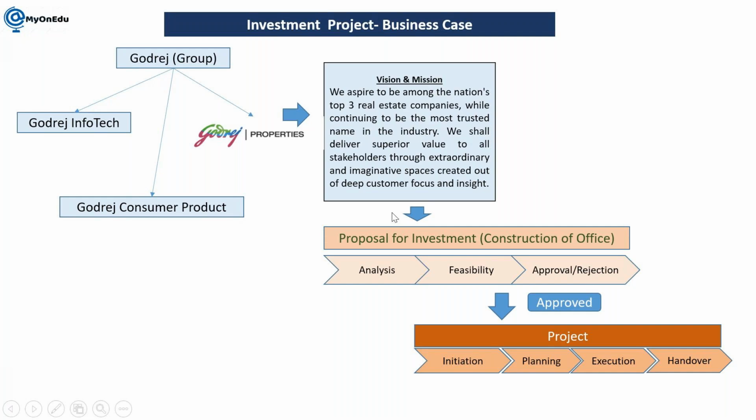Okay, and once it is approved, we can directly replicate this appropriation request into the project system as a project. Then further you can manage detailed cost planning or detailed scheduling, and then execution, procurement execution, confirmation of activities, and then handover. So we'll go through the same business case in detail to understand investment management.